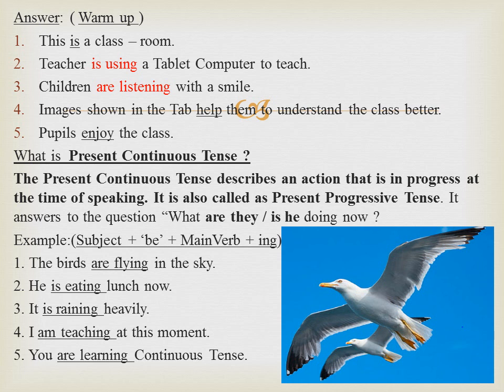What are the birds doing? The birds are flying in the sky. What is he doing? He is eating lunch now. He is the subject. Is the be verb or auxiliary or helping verb. Eat is the main verb with ing form.